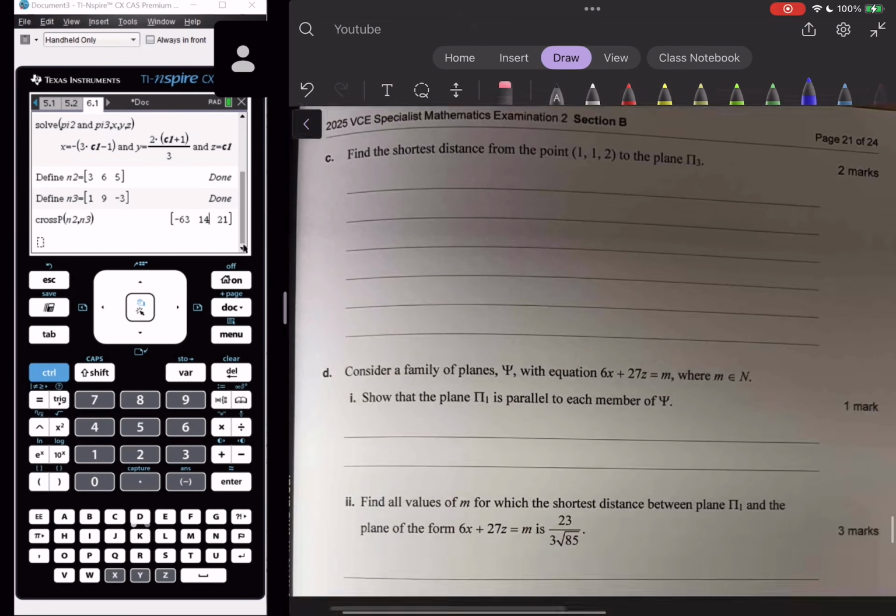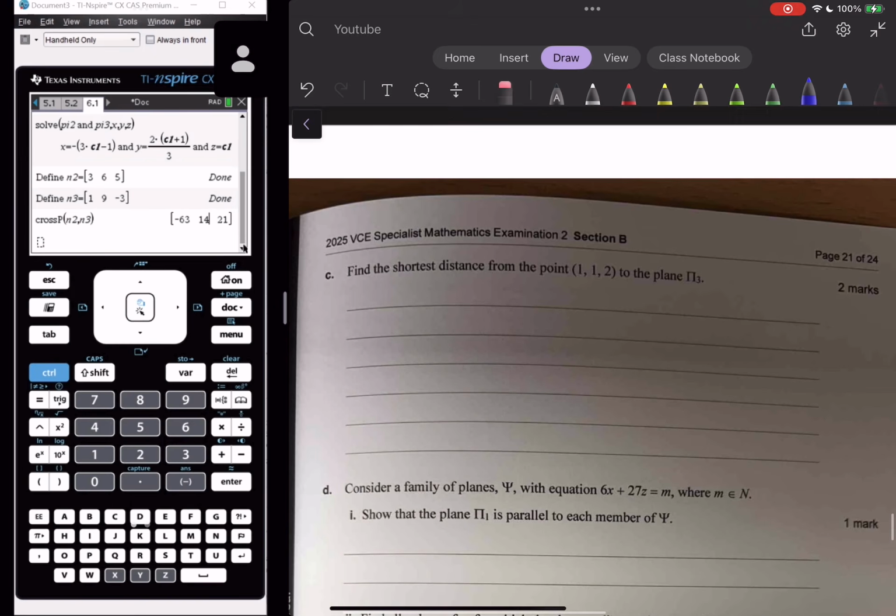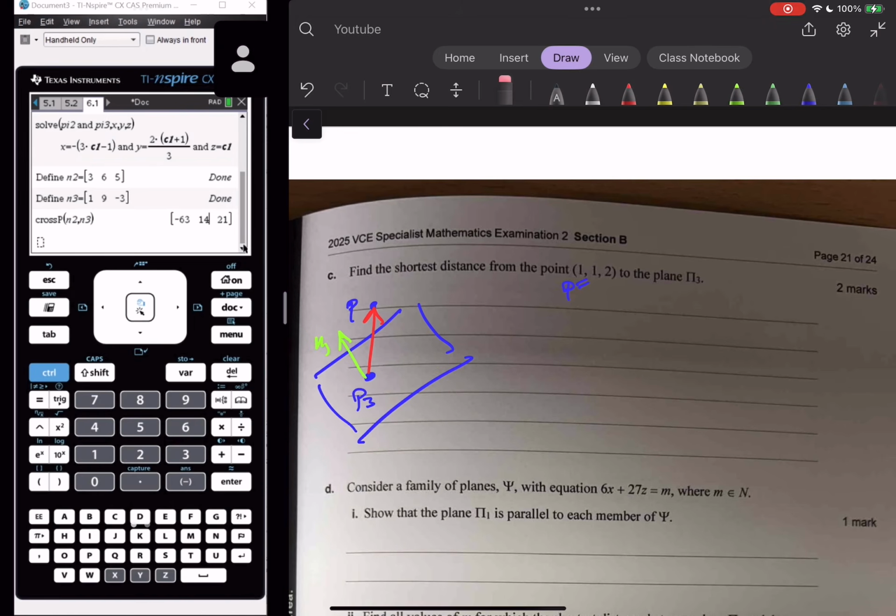Okay. Question part C. Find the shortest distance from the point 1, 1, 2 to the plane pi 3. So what we can do is we have our plane here. Let's try to find a point on the plane. Let's call it P3. We have this other point, let's just call this one P. And what we'll do is we'll find a vector from P3 up to P, and we'll just project this vector onto the normal vector, N3, and then we'll find the length of that projection, the scalar resolute. And that will give us the shortest distance.